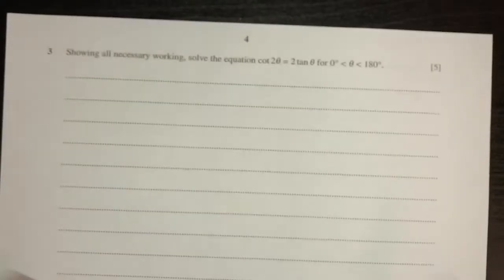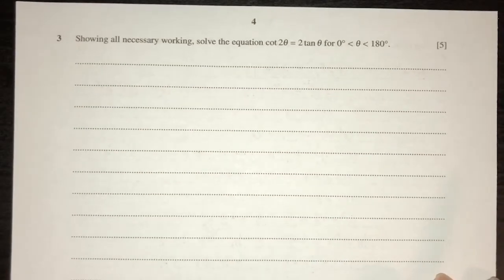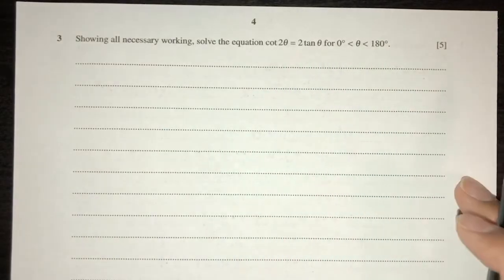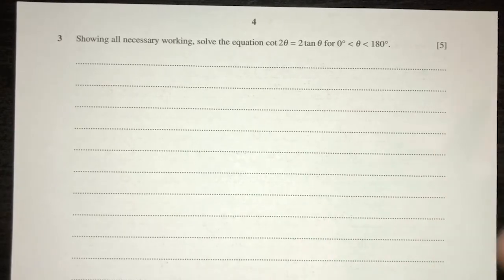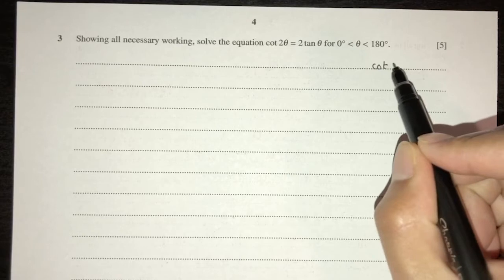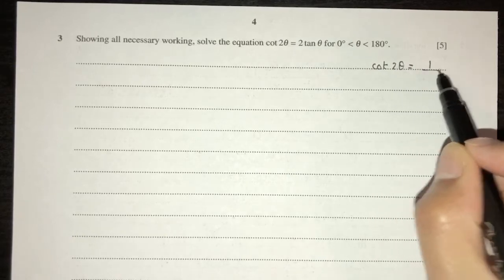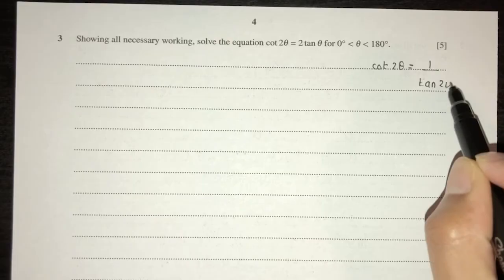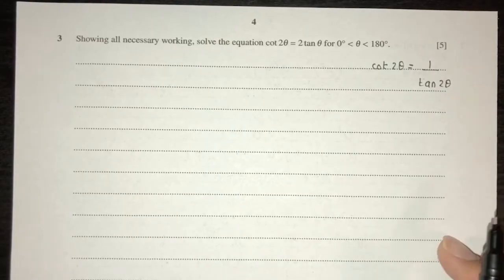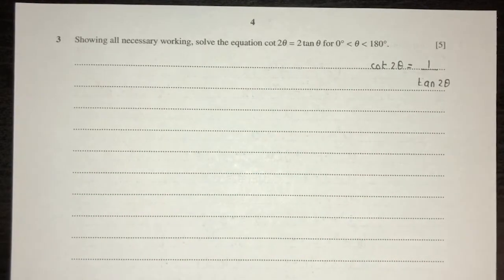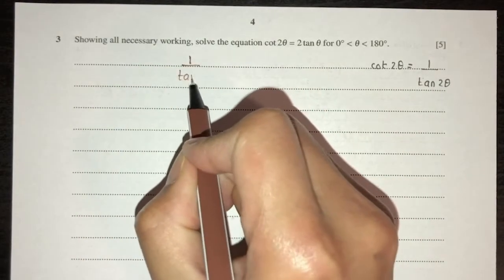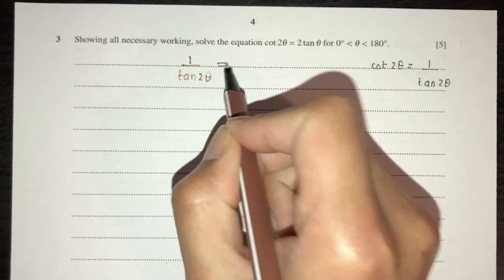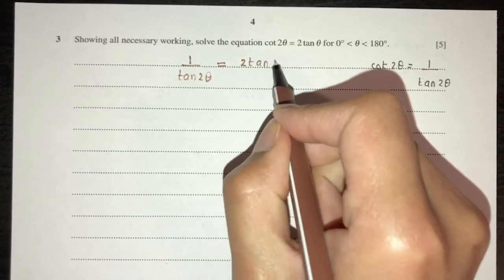Okay, now let's move on to question number 3. Showing all the working, solve this equation for theta between 0 and 180. So step by step, the first thing you realize is that you should know what cot is. Cot of 2 theta is equal to 1 over tan 2 theta. That is the first thing we can observe. Now we can replace back in your equation. On one side we have 1 over tan of 2 theta is equal to 2 tan theta.